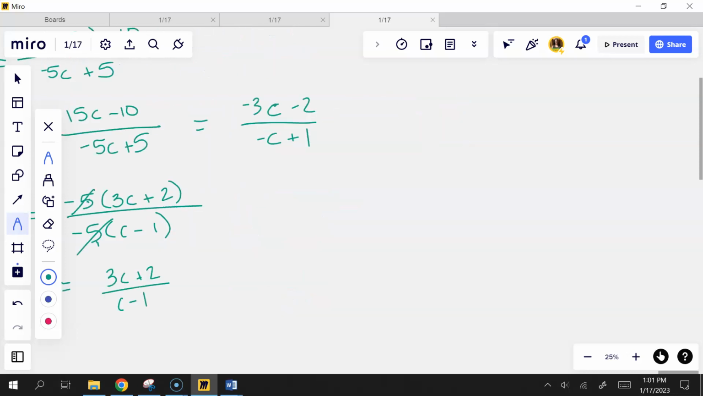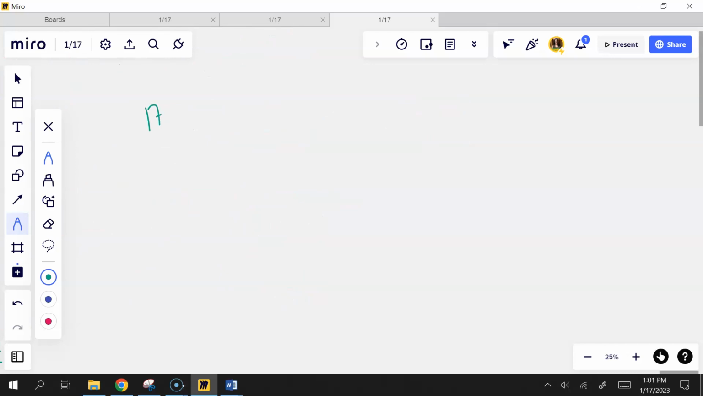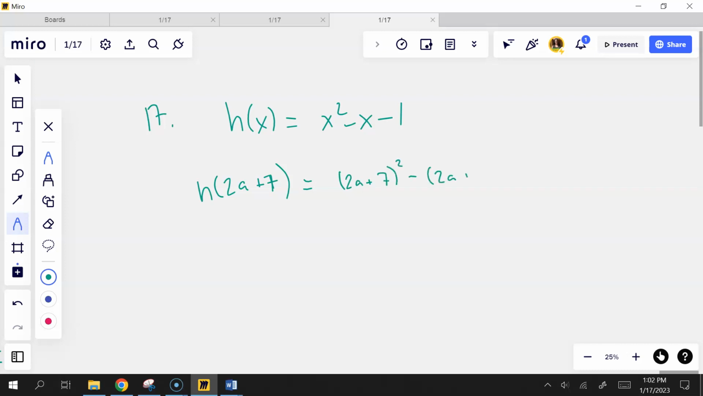Y'all try 17. If y'all do 17 and get it right, we'll stop. I'm going to work it too while you work it, and then don't look up until you're done.